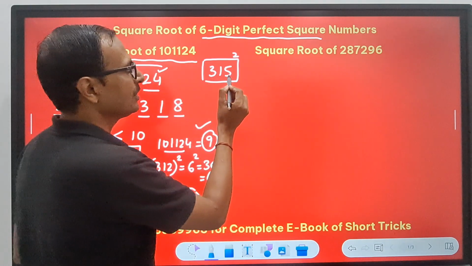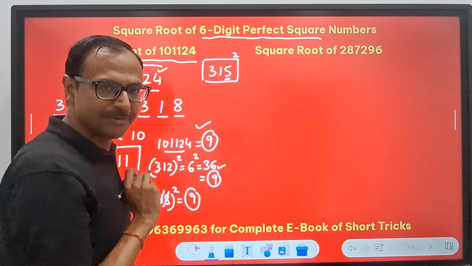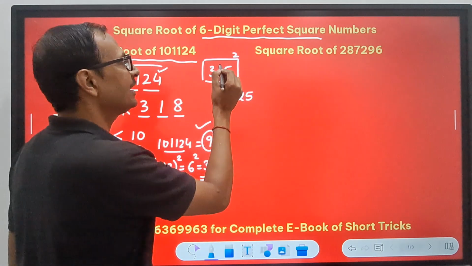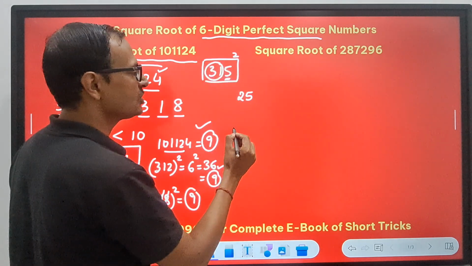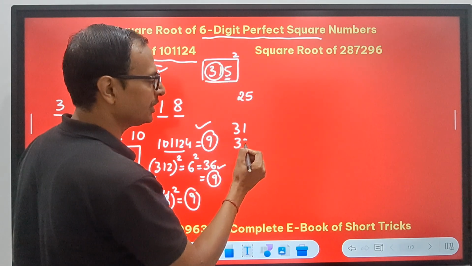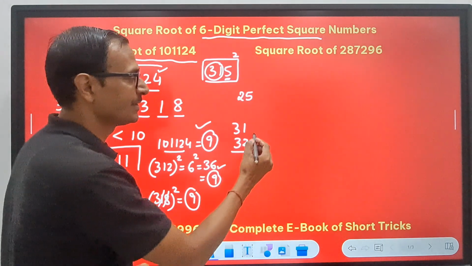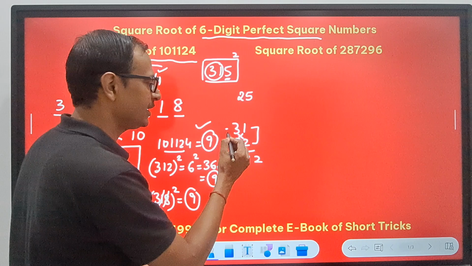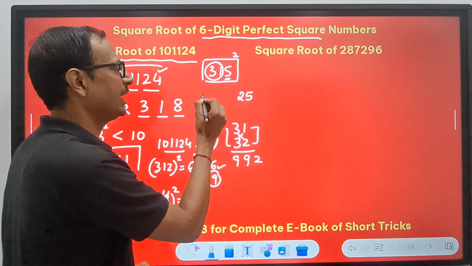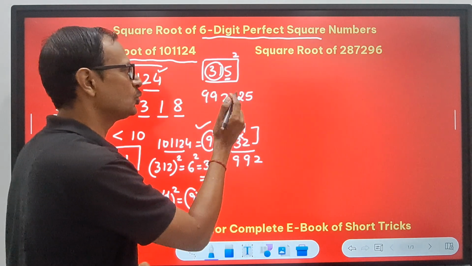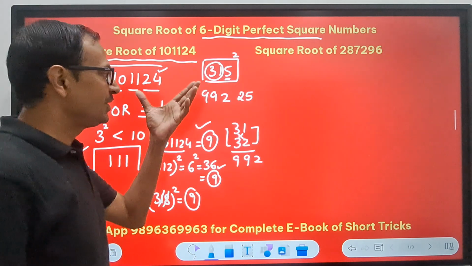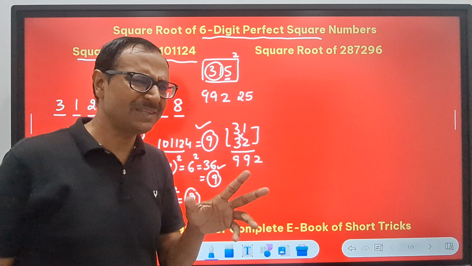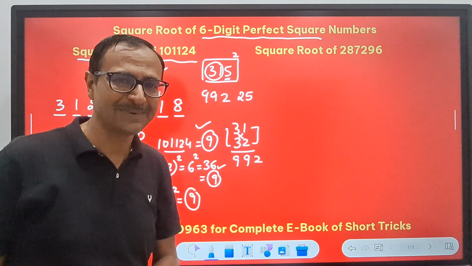For this, the square of a number ending in 5 ends in 25, and then the remaining number 31 is to be multiplied by the next number 32. Now this is Vedic maths. 2 ones are 2, 6 plus 3 is 9, and 3 3s are 9. So 9, 9, 2, 2, 5. That is the square of 315. How much time are we going to take to do this? I think again 4 to 5 seconds, right?